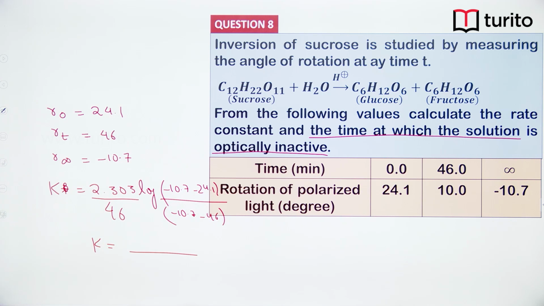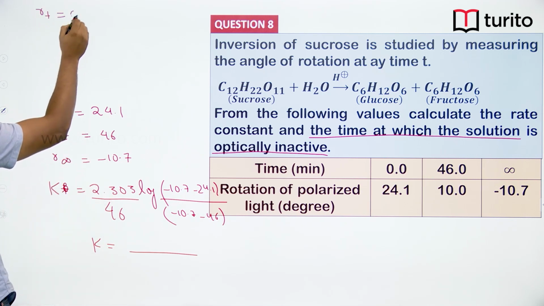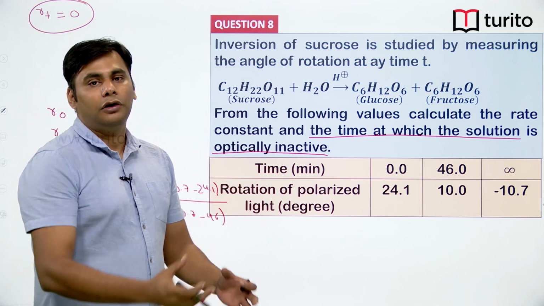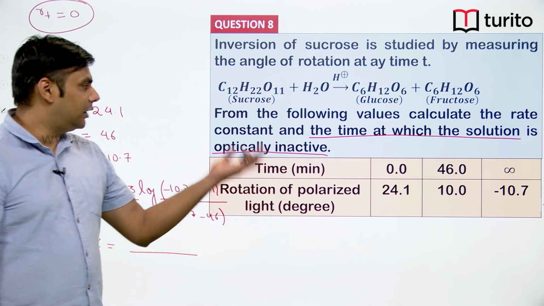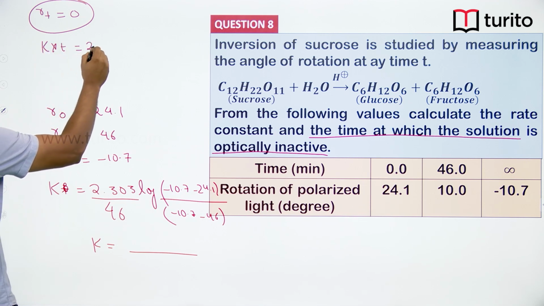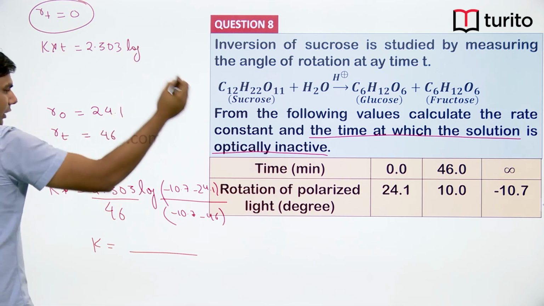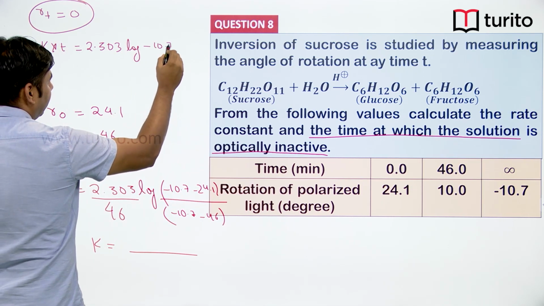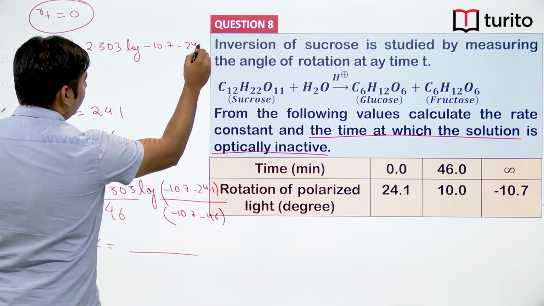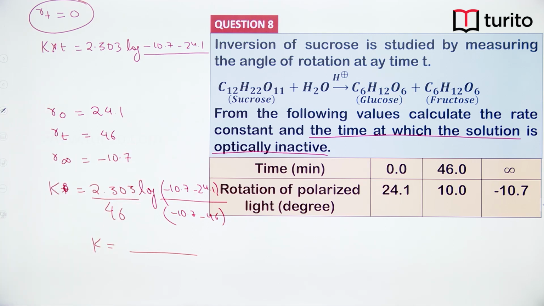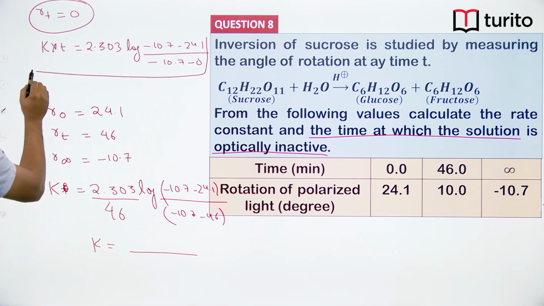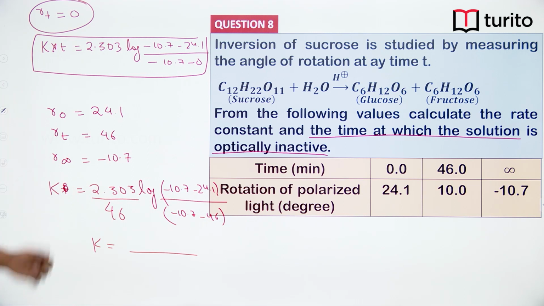The solution will be optically inactive when the value of R t becomes 0. Neither is the mixture rotating the light clockwise, nor anti-clockwise, so it has become optically inactive. So we will directly use this value of K into time, equal to 2.303 log of (R infinity, which remains the same, minus 10.7, minus R naught, 24.1) divided by (R infinity minus R t). R t we know is 0 now. We know the rate constant from the first data, so we can calculate the time from here.